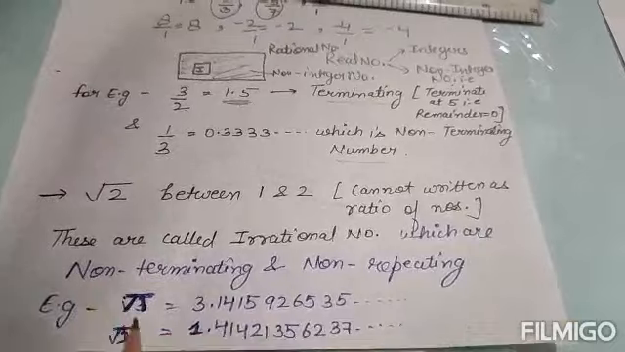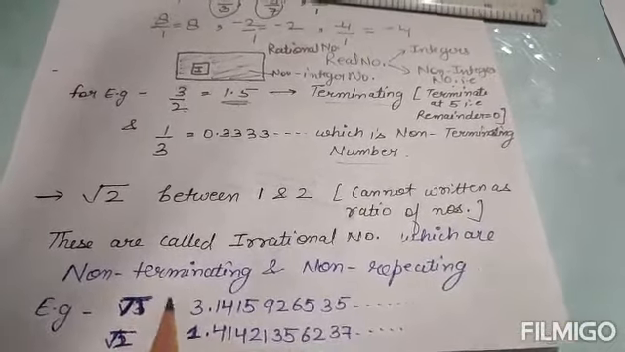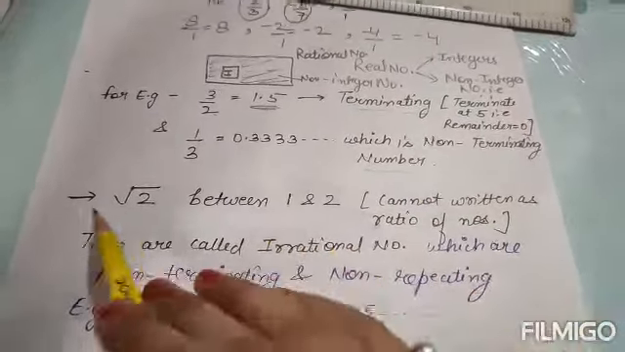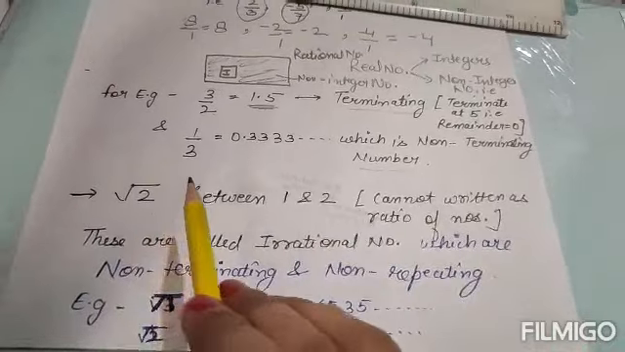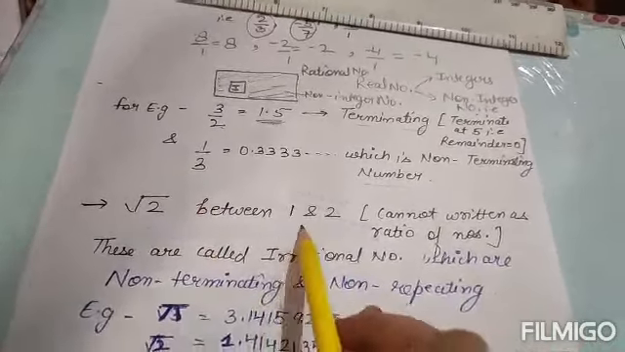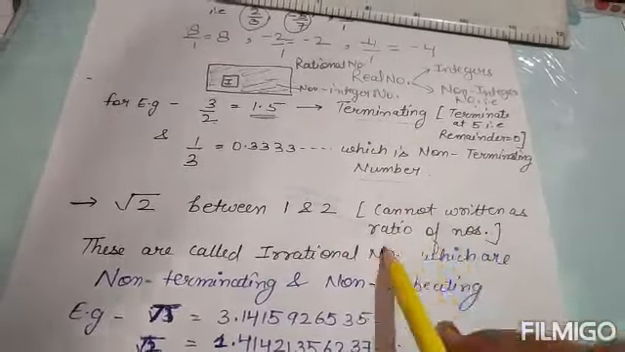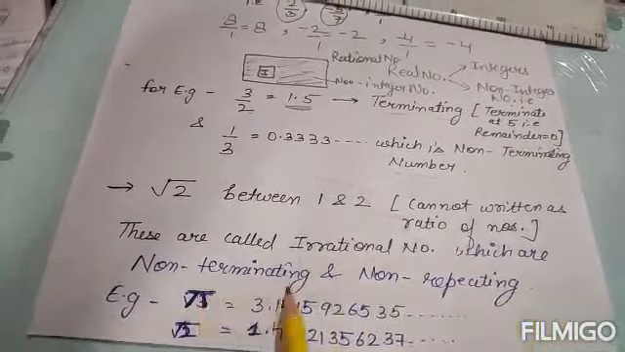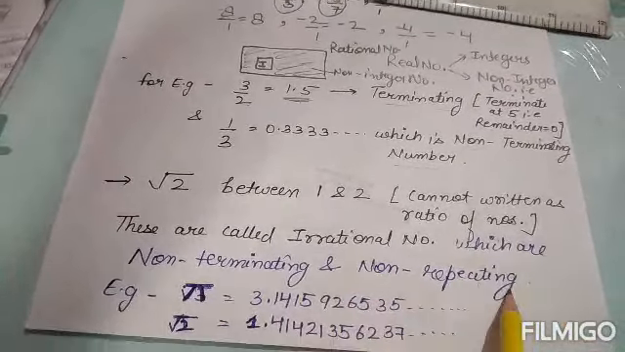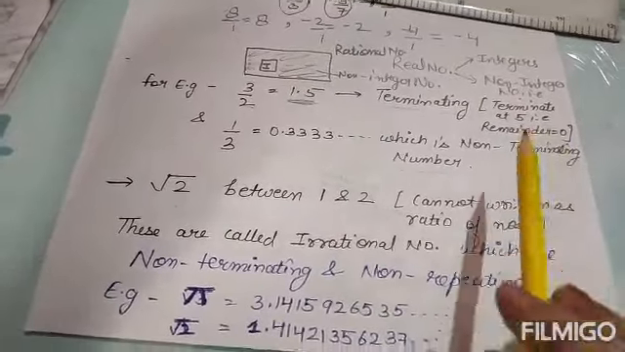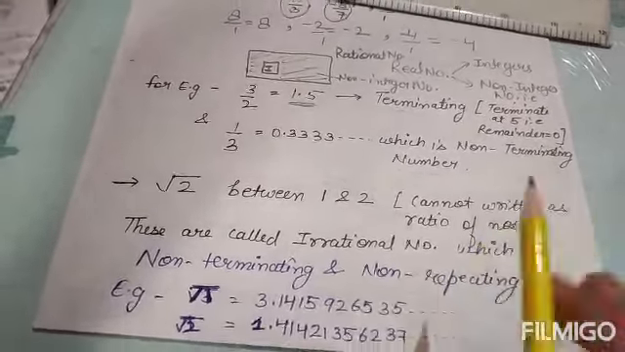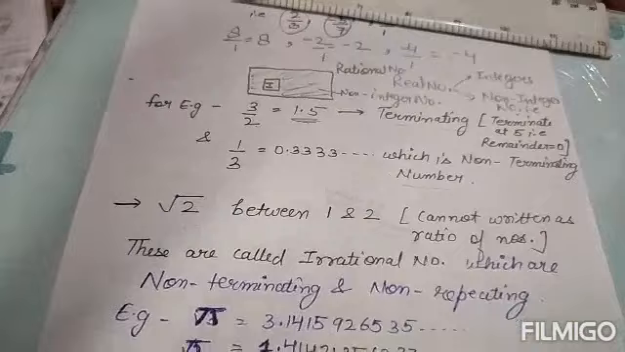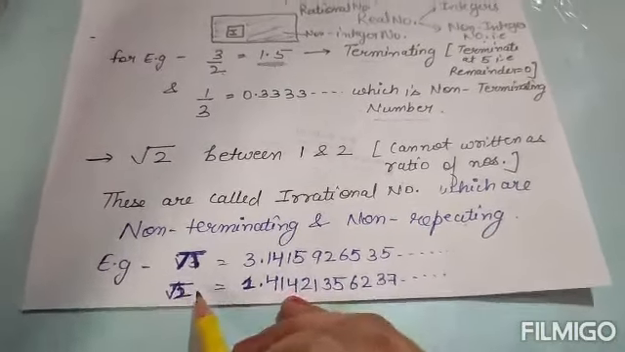But there are also some numbers which cannot be written as a ratio of two numbers. That is, if we take the example root 2. We have all studied root 2, which is an irrational number, which comes between 1 and 2. It cannot be written as a ratio of two numbers. Why? Because it is a non-terminating and non-repeating number, which does not terminate at a certain number and does not even repeat, like we have studied 0.33333 repeating at 3.